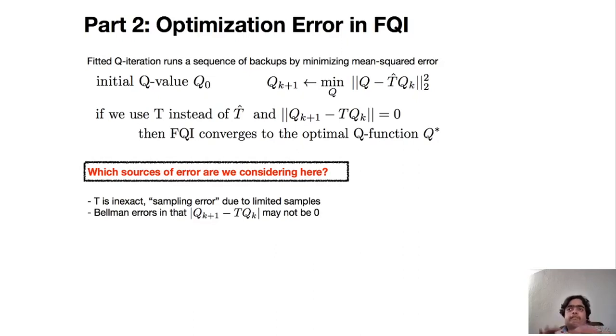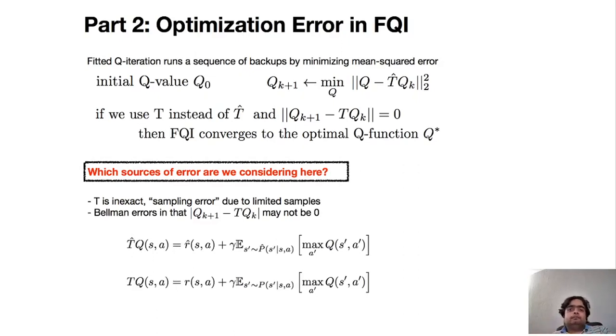Moreover, even if you assume T hat were equal to T, the Bellman error that you observe in this expression, which is Q k plus 1 minus T Q k, may not be equal to 0. And why will it not be equal to 0? It may not be equal to 0 because of, let's say, some error that you incurred because of function approximation, or error that you incurred because you could not minimize this term exactly. So due to those errors, these things would be non-zero. And both of these quantities contribute to the overall error, because T being inexact leads you to minimizing the wrong objective, or a slightly biased objective, and the fact that the Bellman error is non-zero tells you that you could not optimize that objective, and hence you are paying a price.